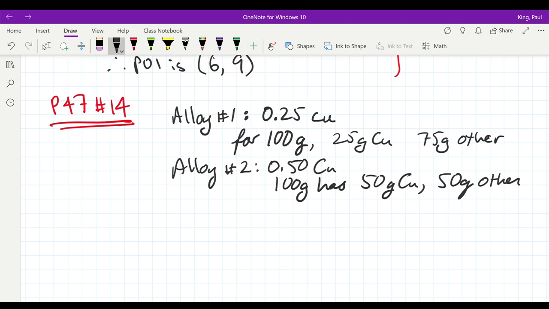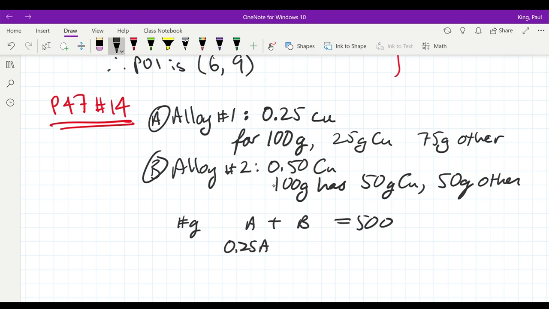Now, we are asked how much of each should be used to make 500 grams of an alloy that is 45% copper. So basically, we're going by number of grams. We can call this alloy A, and this is alloy B, meaning A plus B has to equal 500. But in terms of the composition of copper, 0.25 of A is the amount of copper in A, and 0.5 B is the amount of copper in B. And this is equal to, well, we are asked to make 45% copper, so 0.45 times 500.